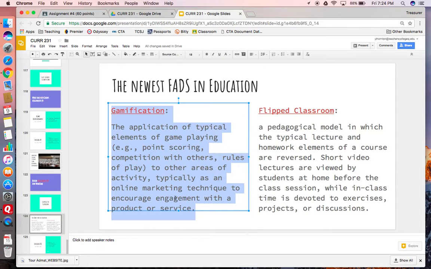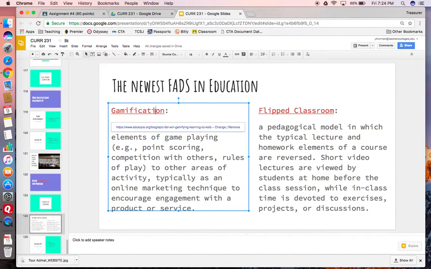So basically, gamification in the sense of education is we're gamifying work. We're gamifying in order to encourage engagement. We're giving them points and having them compete and making sure they follow certain rules.